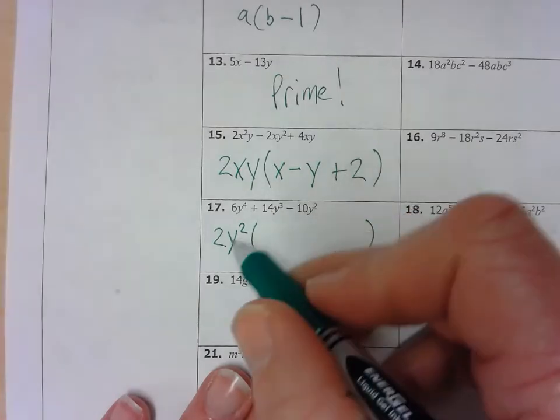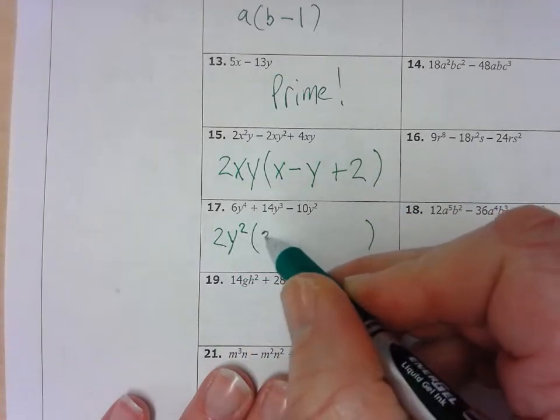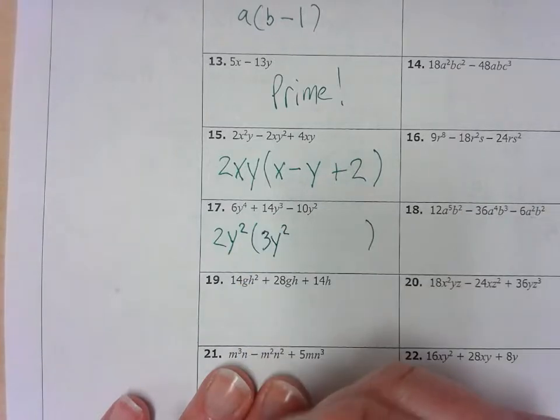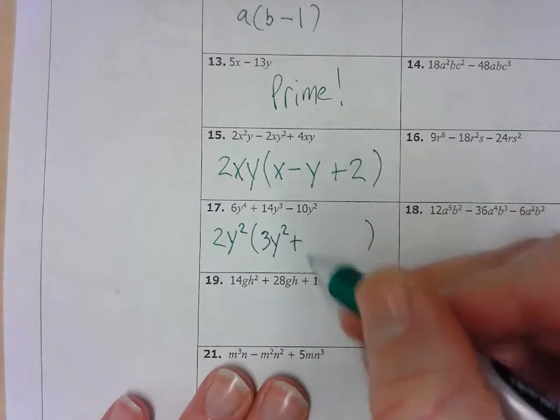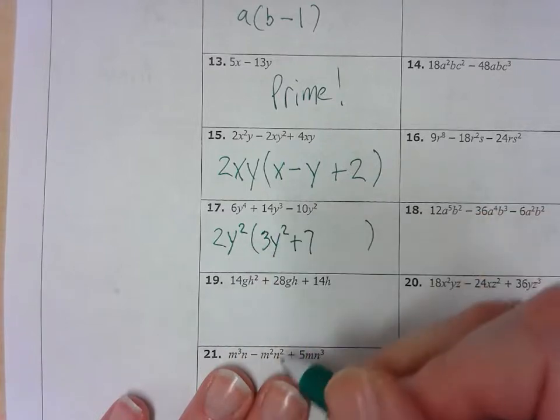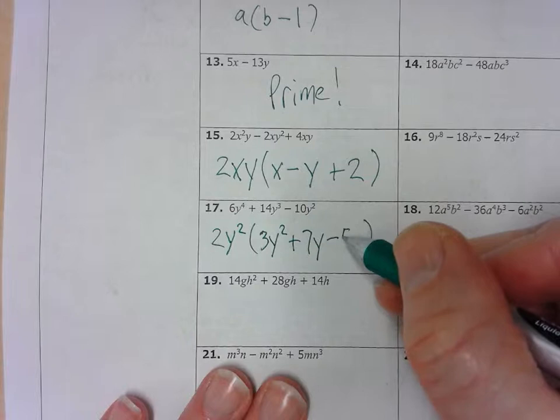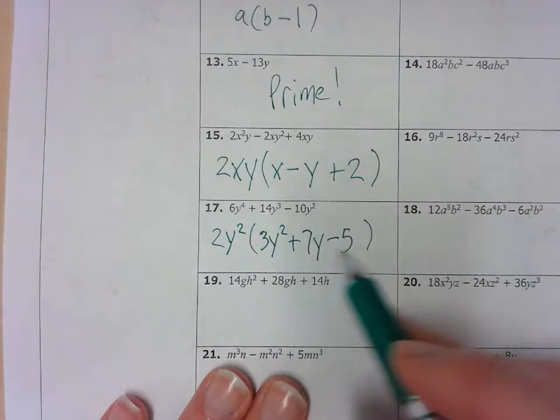And I'm back. So 2 times 3. And then I need a y squared, right? Because y squared makes y to the fourth. I need a 7, right? 2 times 7. And a y. And then minus 5. Because 2 times the 5 makes the 10.